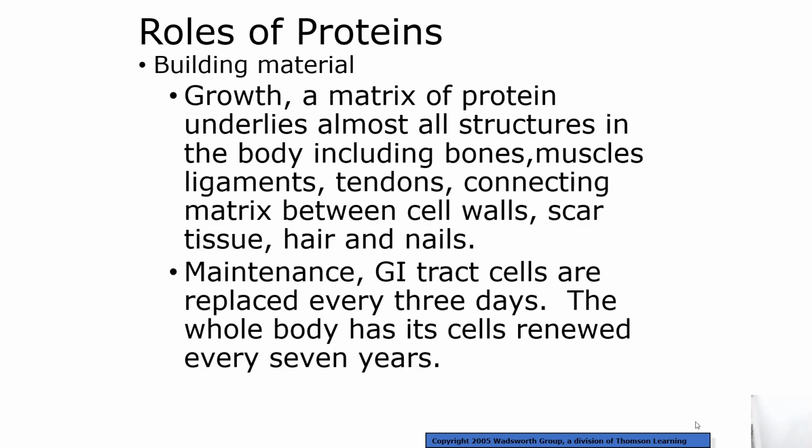A matrix of protein underlies almost all structures in the body, including bones, muscles, ligaments, tendons, connecting matrix between cell walls, scar tissue, hair and nails. Maintenance: gastrointestinal tract cells are replaced every 3 days. The whole body has its cells renewed every 7 years.